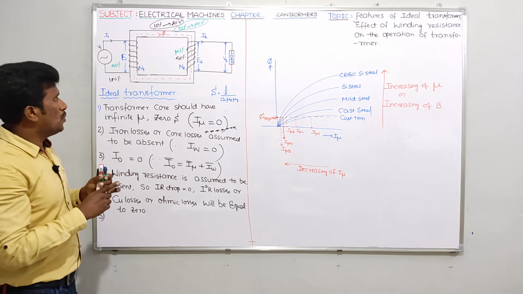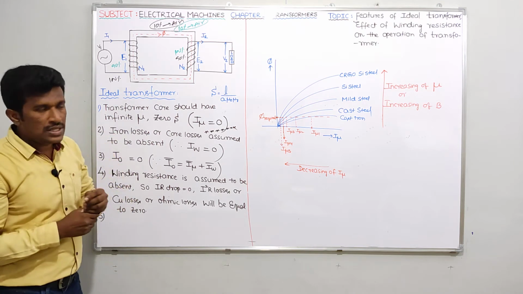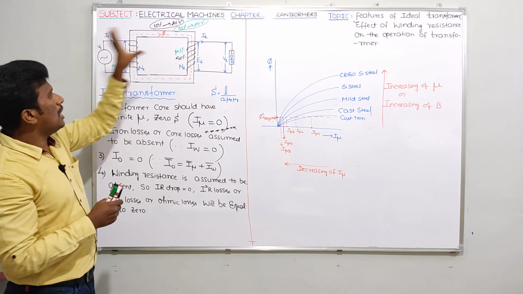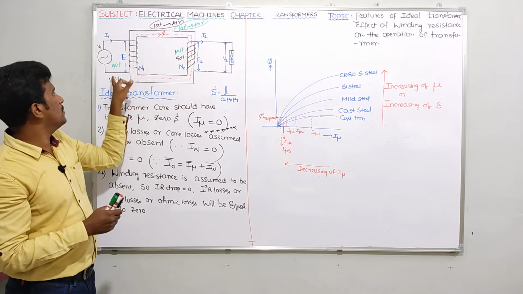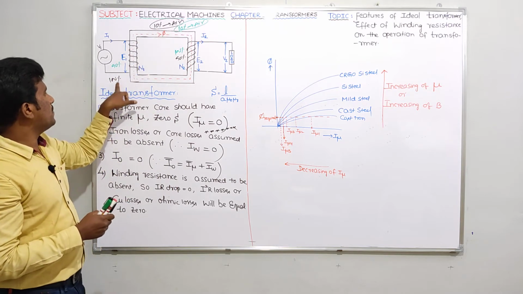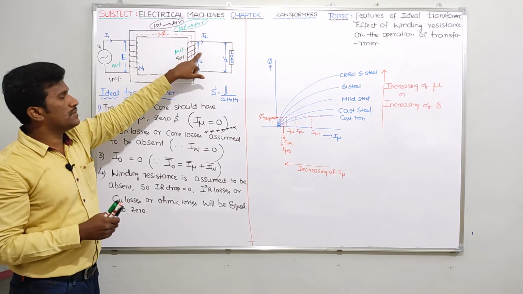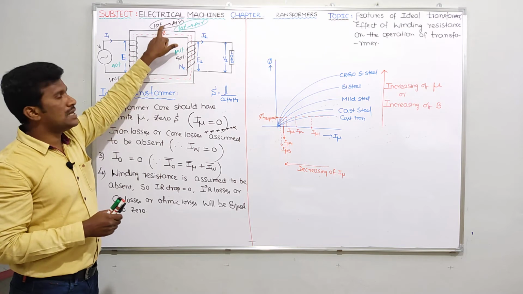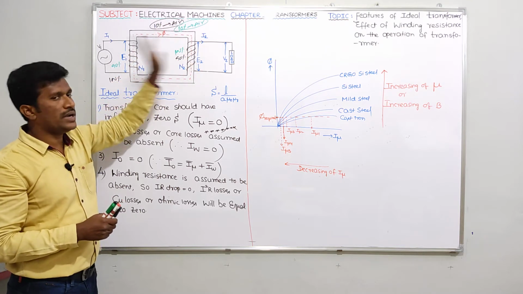Is it clear? So what is the definition I can give for leakage flux? Leakage flux is the one which links with either primary winding or secondary winding, but not both. See, if you take this black color flux, out of the 100%, 90% flux reached only, 10% is not coming and linking with secondary winding. So this flux can be called leakage flux. This is linking with only primary. It is not coming and linking with secondary winding.